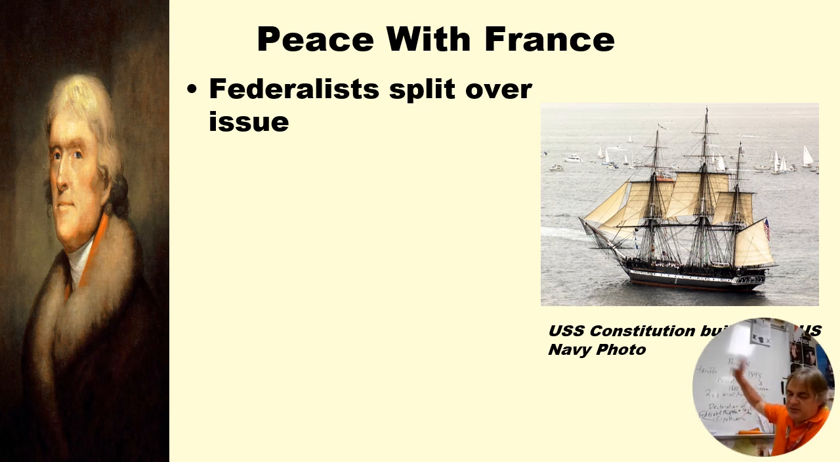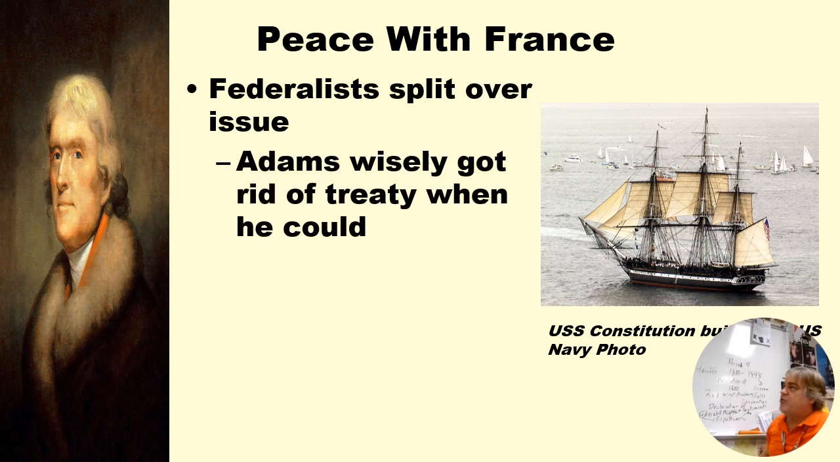So we have Jefferson's party supporting the French. We have Hamilton and the Federalists more supportive of the British, or at least willing to go to war with the French. Adams wants to stay out. Just like Washington had pledged neutrality, Adams wants to continue the same thing. So this is really going to cause a split between the Federalists themselves, or at least a temporary split.